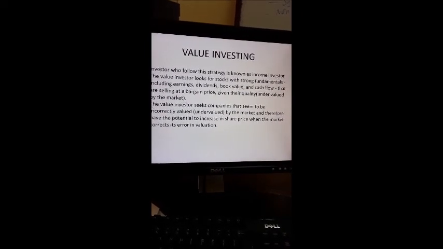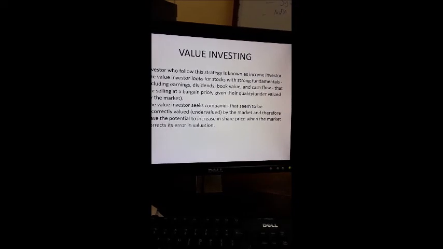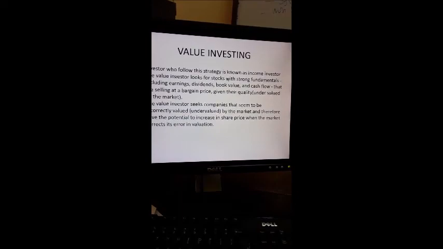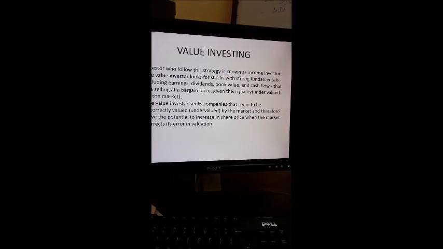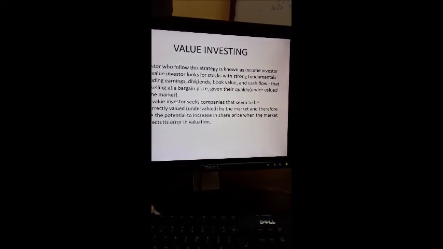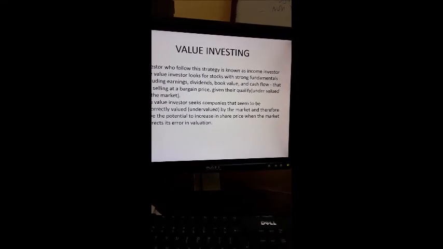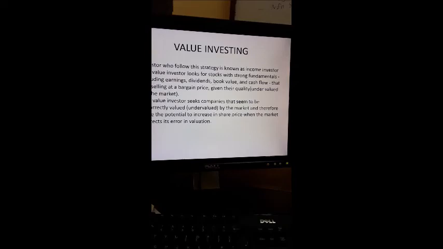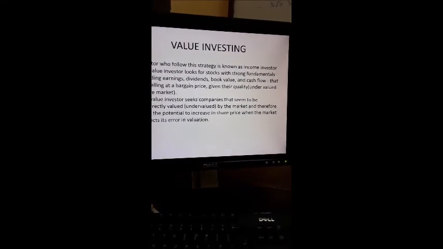Now the value investor looks for stocks with strong fundamentals. Normally, value investors look for stocks or shares with strong fundamentals like earnings, dividend, book value, and cash flow that are selling at a bargain price given their quality. So they are looking for shares which are undervalued.